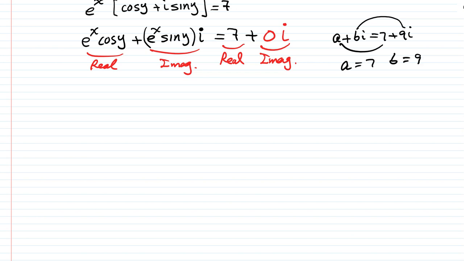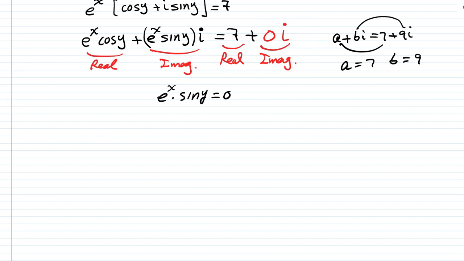So we're going to do similar work here. So what I'm going to do is, first I'm going to work the imaginary part. Well, the imaginary part is going to be equal to 0, right? In other words, e to the x times sine y must be 0, because this is 0 on the other side.